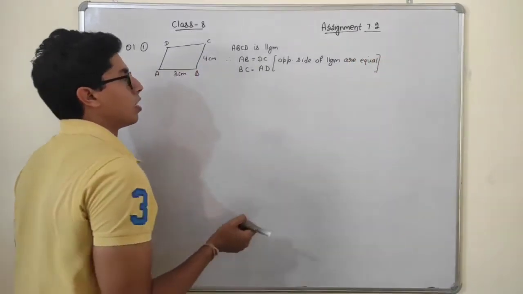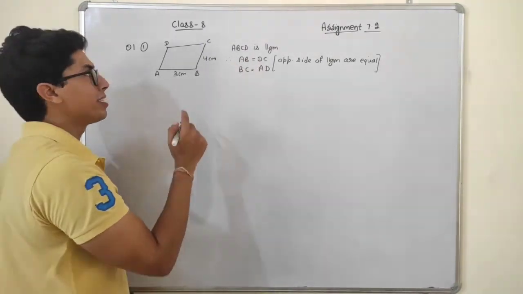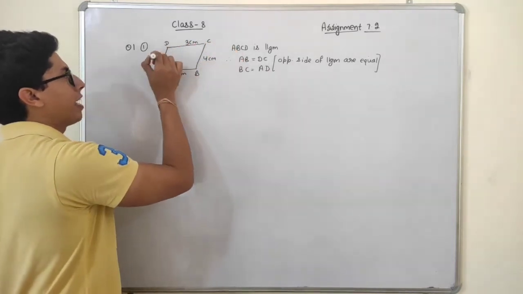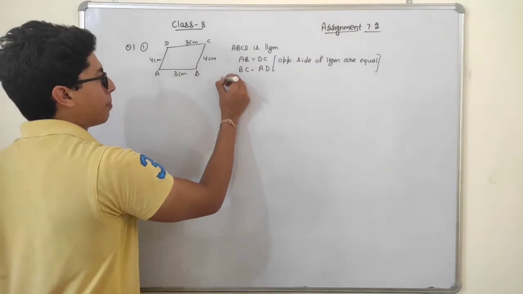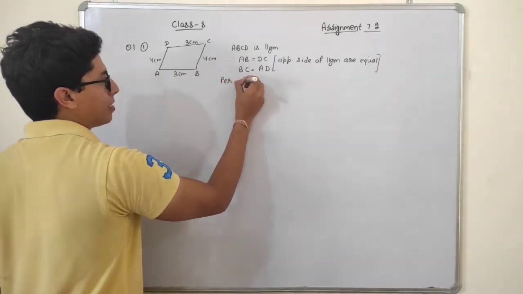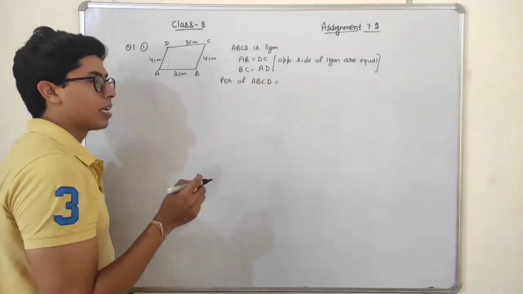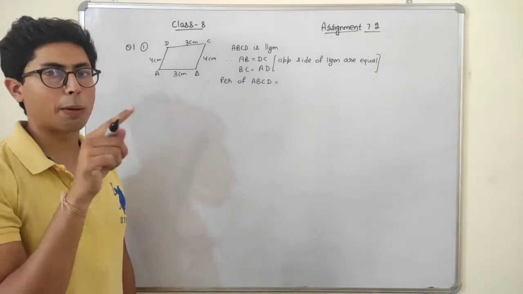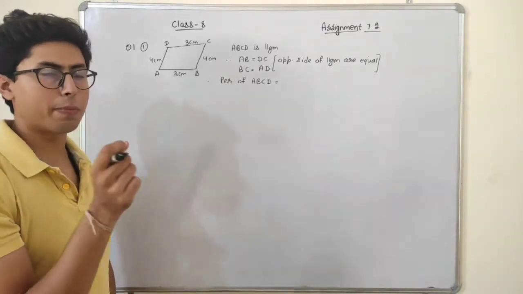Okay. Now, students, see, AB is 3, but AB is equal to CD. That means CD is equal to 3 cm. BC and AD are equal. This will be 4 cm now. Therefore, perimeter of ABCD is equal to, students, perimeter of any figure is equal to the sum of the boundaries.